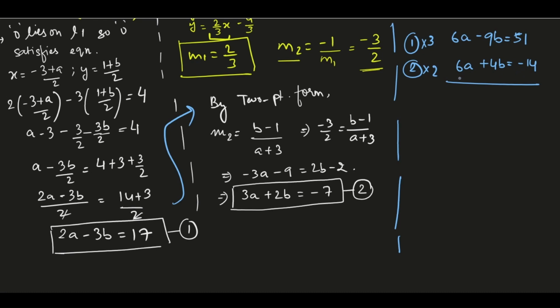तो अब इसे सॉल्व कर देते हैं. सब्ट्रैक्ट करेंगे. So we will have minus here and positive sign here. So 6a and 6a gets cancelled out. -9b minus 4b becomes -13b and 51 plus 14 becomes 65. Therefore, b is equal to 65 by 13, that is -5.